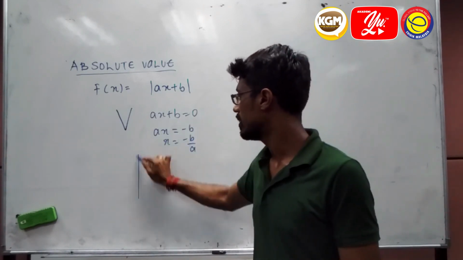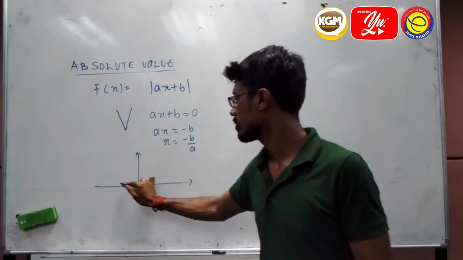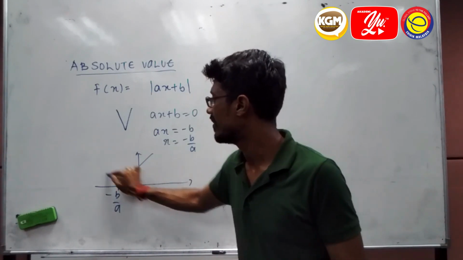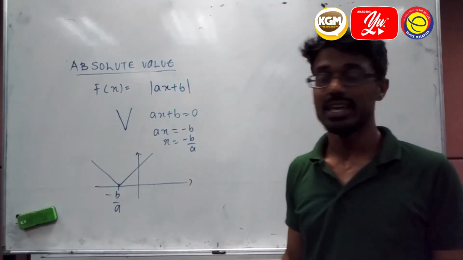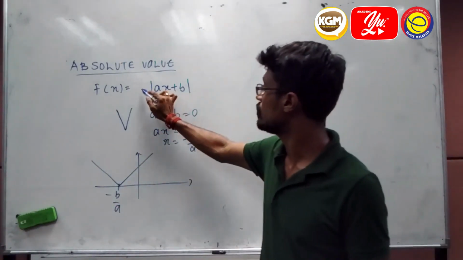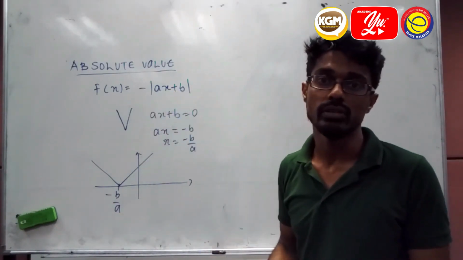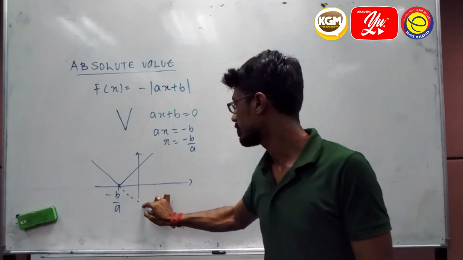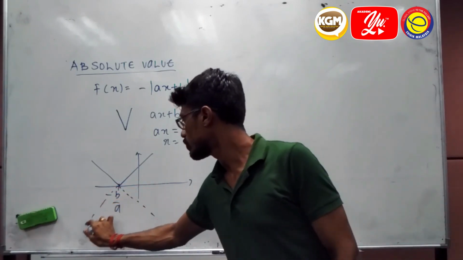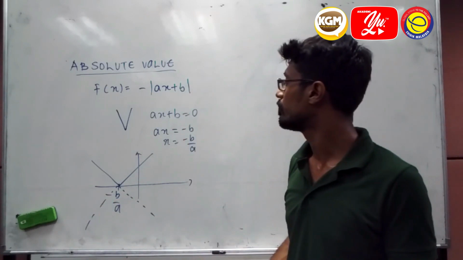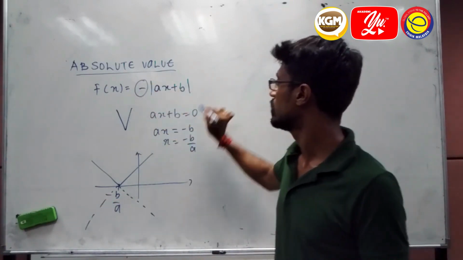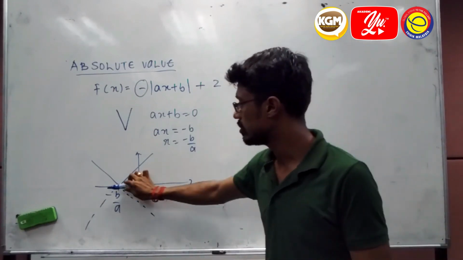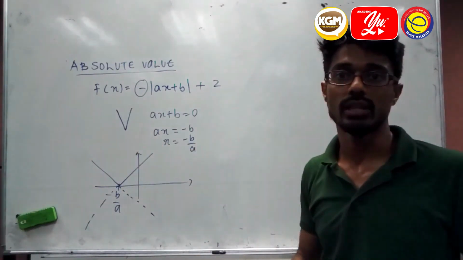Say for example, this is my negative b over a. So your V is going to come out just like that. And say if you got any negative in front, all you have to do is just reflect about the x-axis. You're going to be getting something like that. So this will be the negative. If you add the negative, then if you plus by some number, say 2, then you just shift it up by 2 units. That's it.